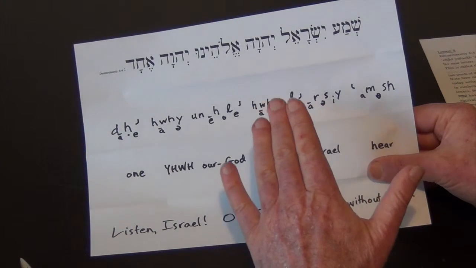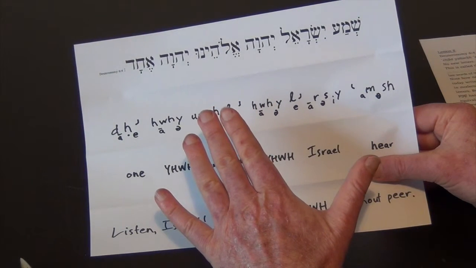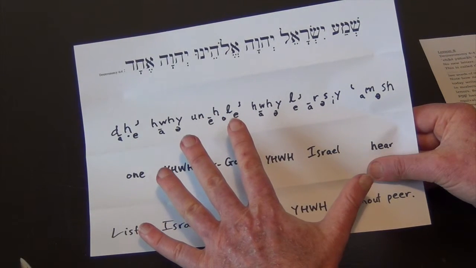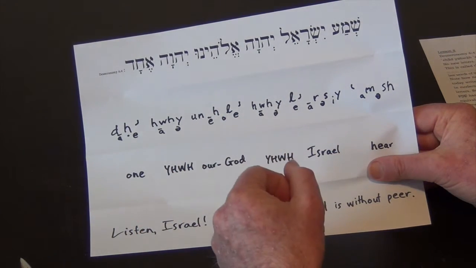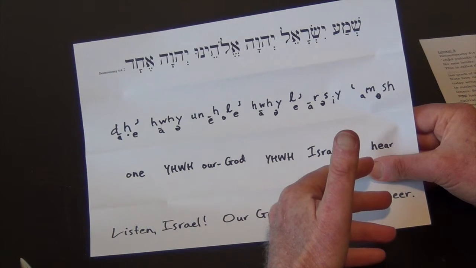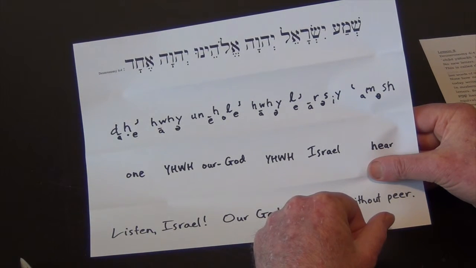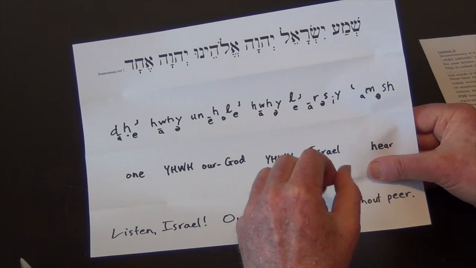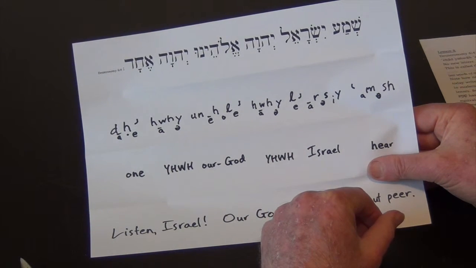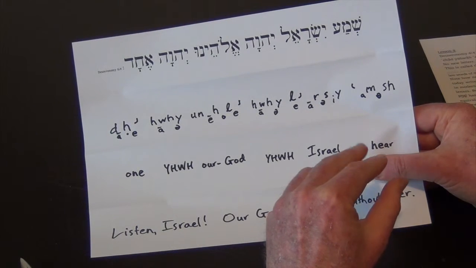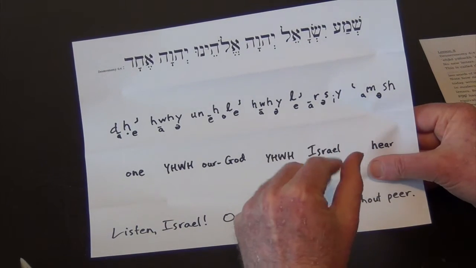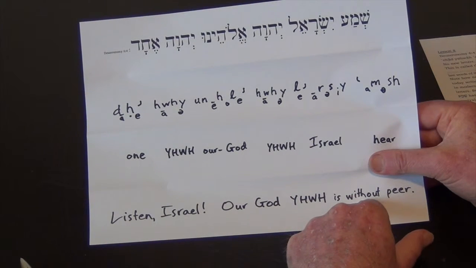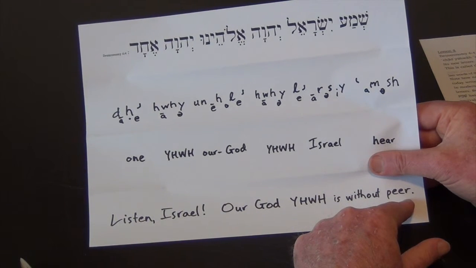It could also be taken to mean that God is one, not a multiple number of gods. He is one, a unity, but I think most commentators agree that it's referring to the fact that he stands alone. I suppose that's another way we could translate it. Our God, Yahweh, stands alone, without peer.